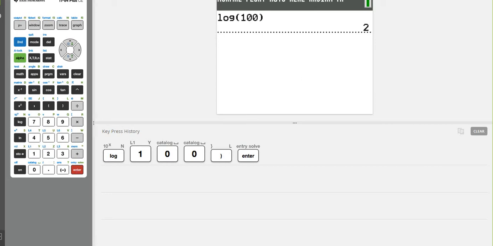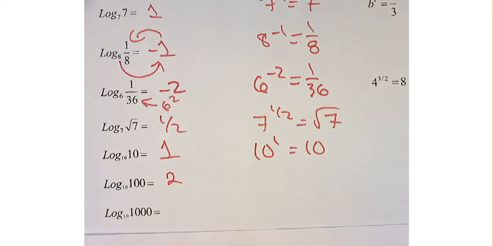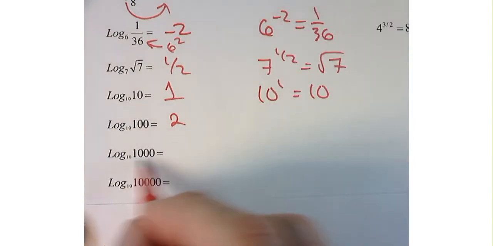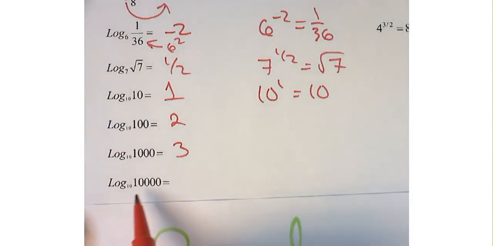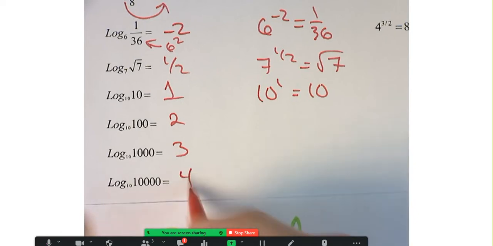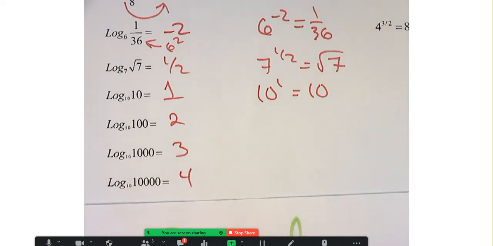And we can keep going. What power of 10 gives me 1,000? 3. And can you see kind of a shortcut for log base 10 of these numbers? What's the shortcut? Other than just plugging in your calculator. You count the zeros. 4 zeros, that's 10 to the 4th power. Beautiful. Excellent.